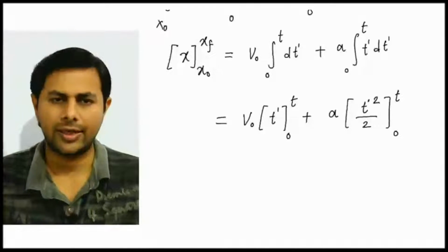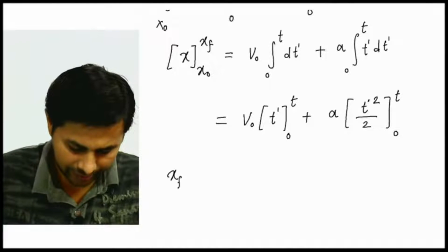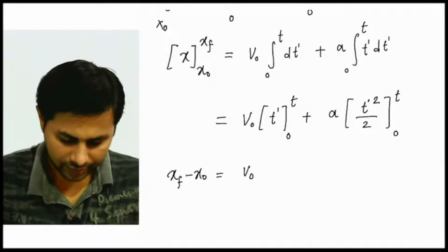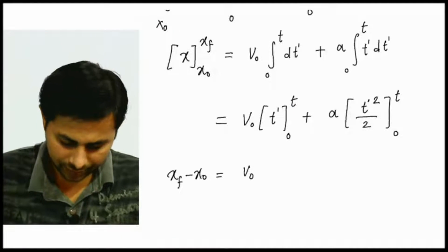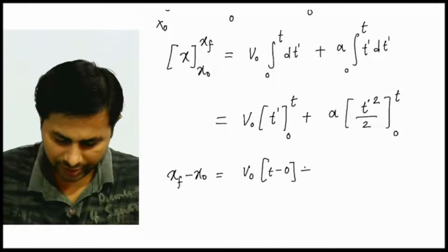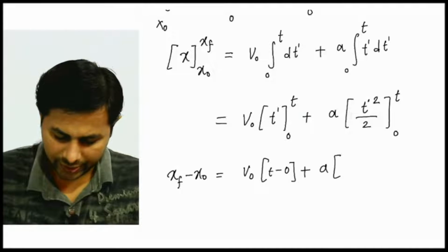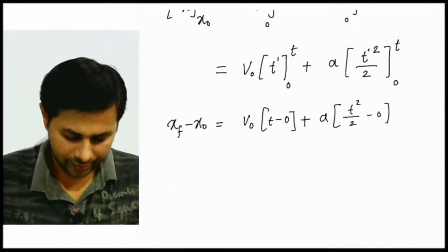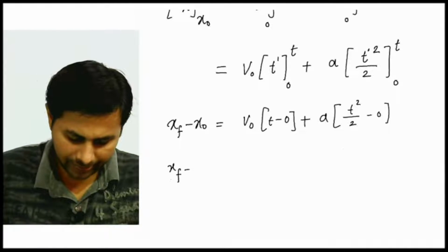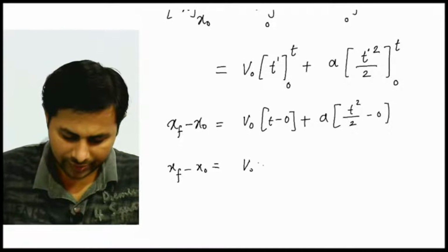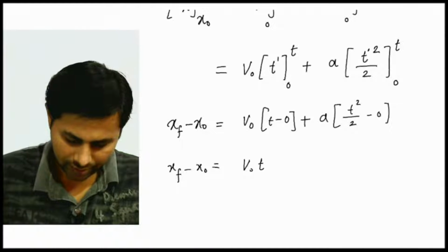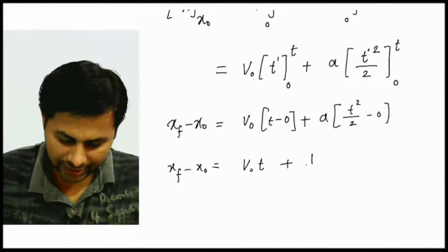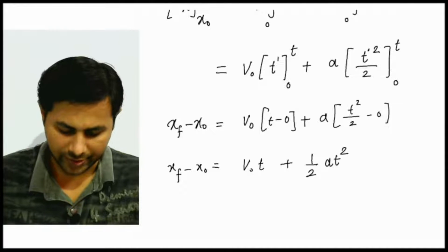if we substitute x naught and xf, we get xf minus x naught equals v naught times t minus 0 plus a times t squared by 2 minus 0. Okay, so we got xf minus x naught equals v naught times t plus at squared divided by 2. It can be written as half of a times t squared.